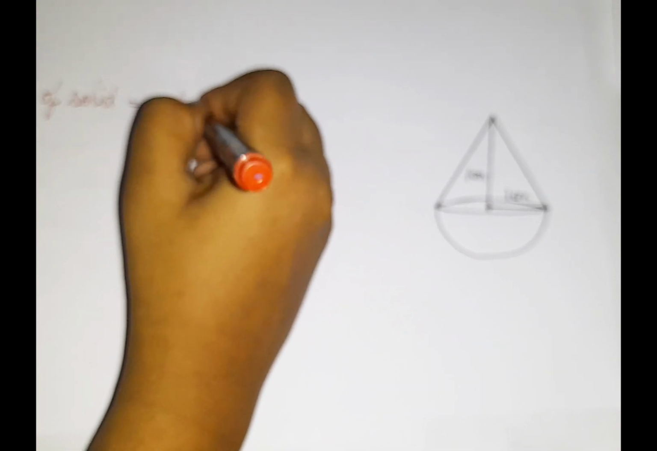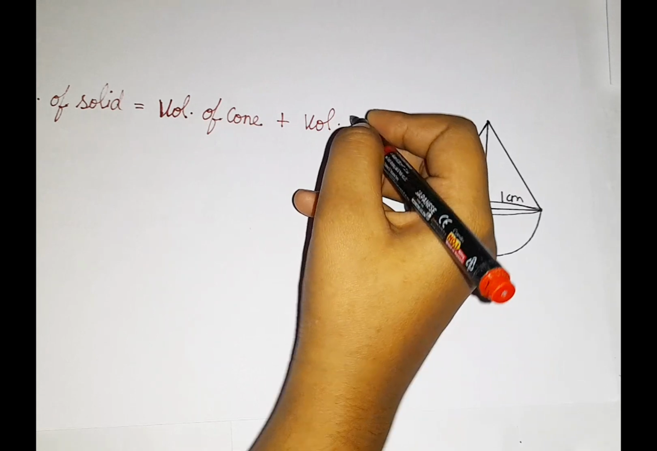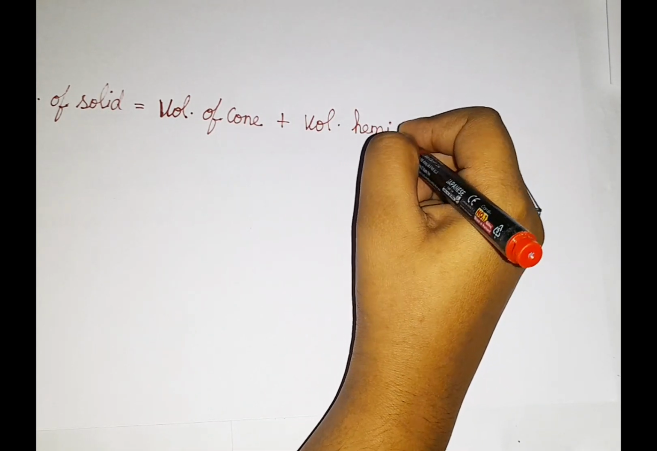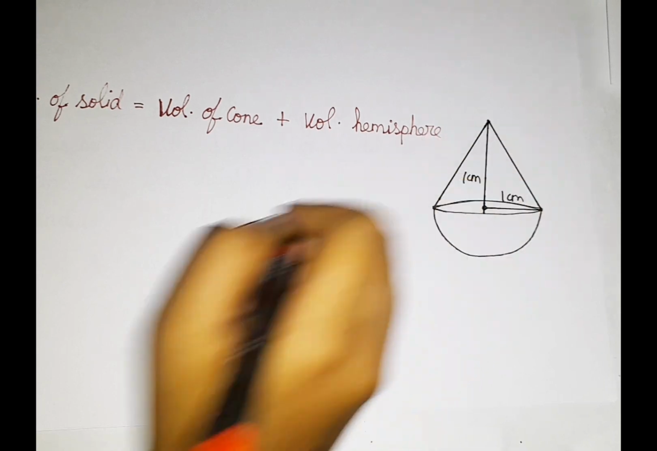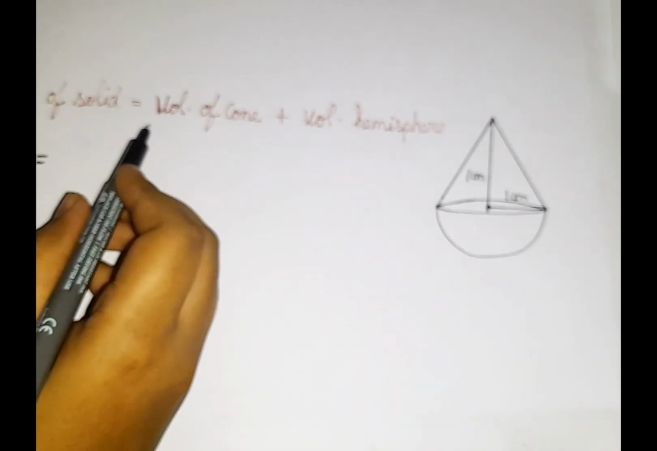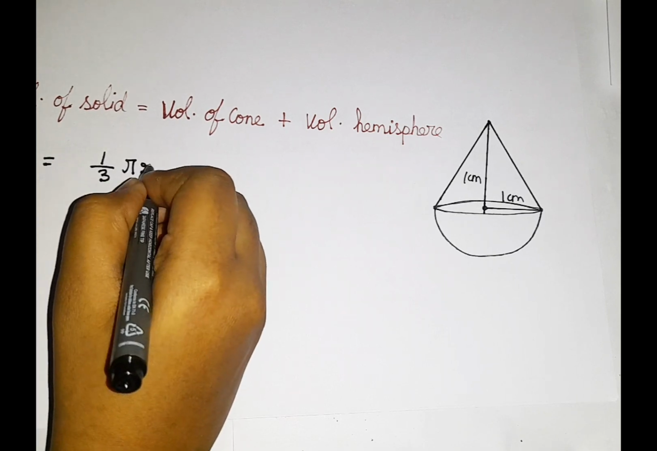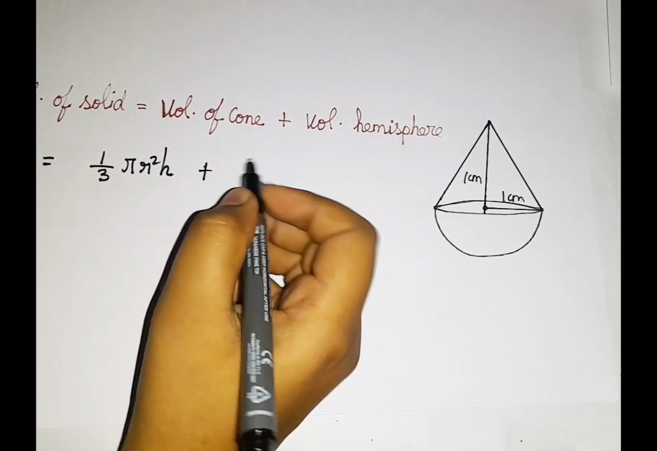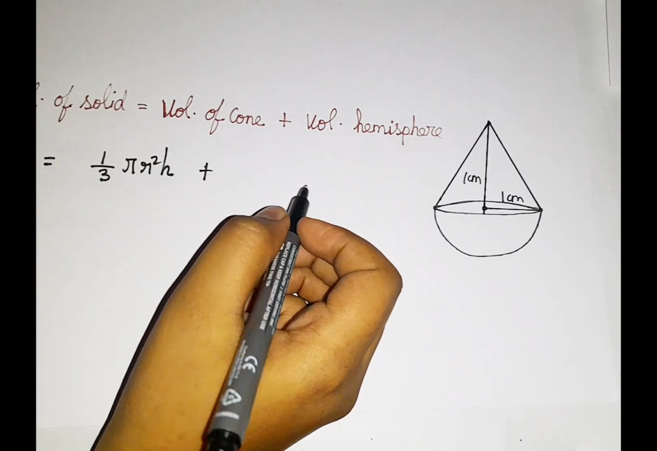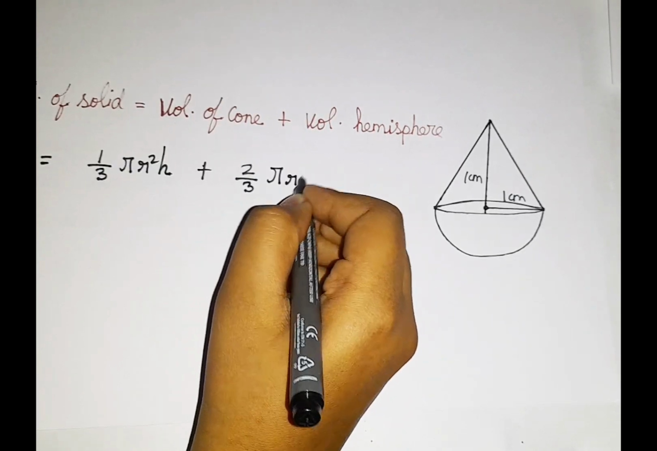So volume of cone plus volume of hemisphere. We can literally write it like this, am I right? Okay, so now we can actually apply the formulas. So let us apply the formula. So what is the volume of cone? Volume of cone is 1 by 3 pi r square h, and then plus what is the volume of hemisphere? So volume of hemisphere is 2 by 3 pi r cube.